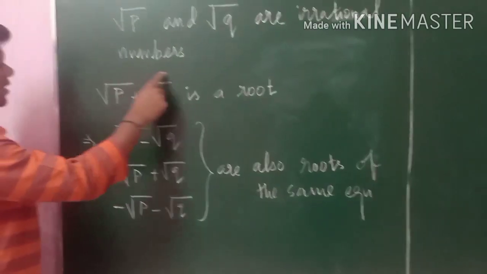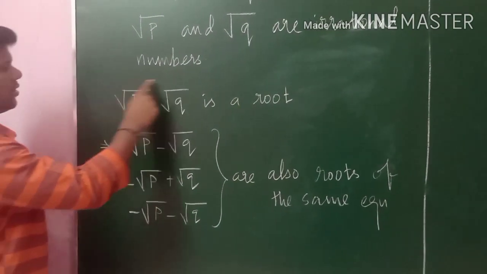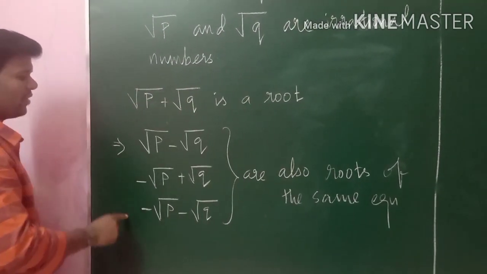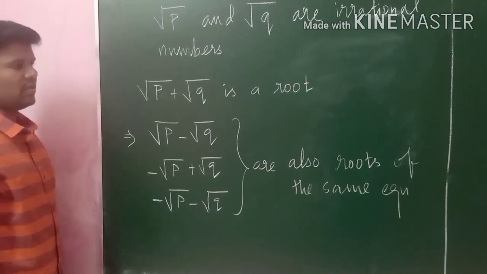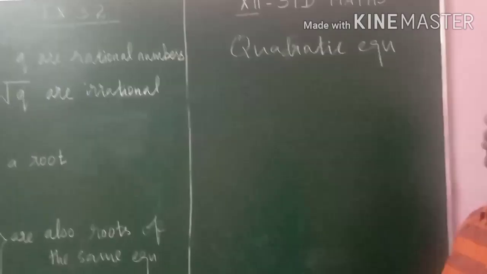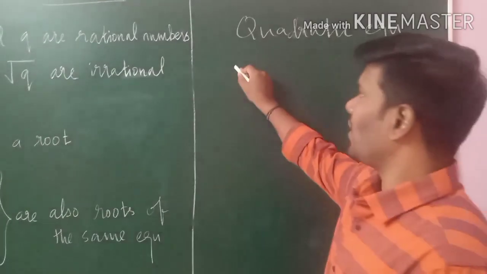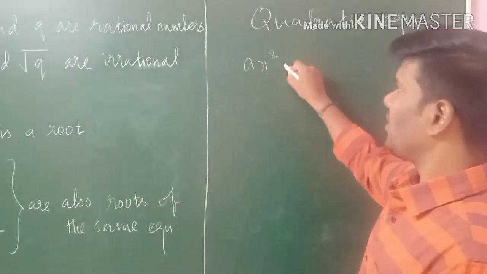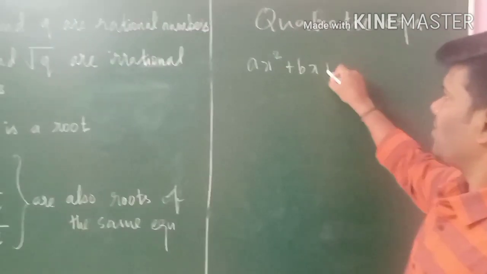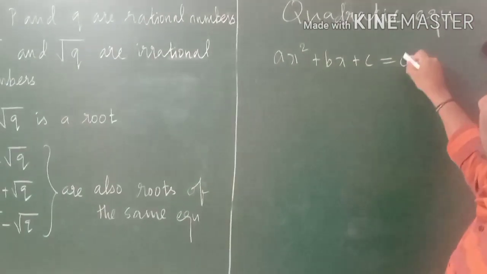If we know the one root, we can find the other three roots. So just recall about quadratic equation. What is the general form of a quadratic equation? ax square plus bx plus c equal to 0.